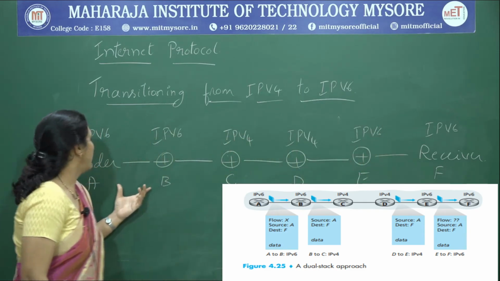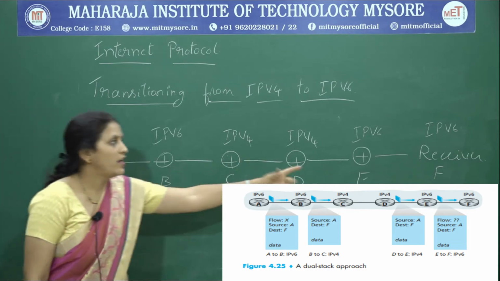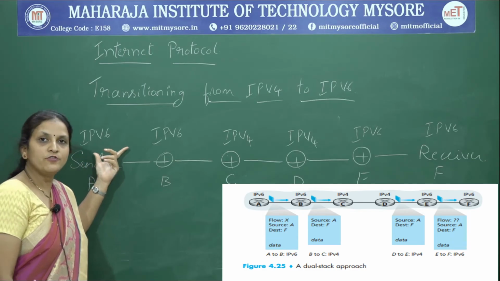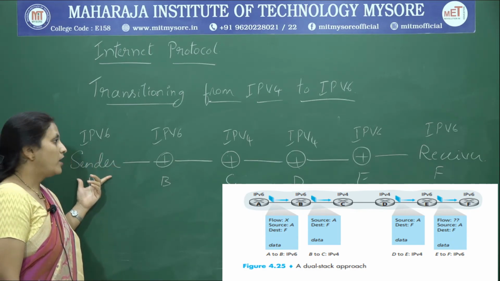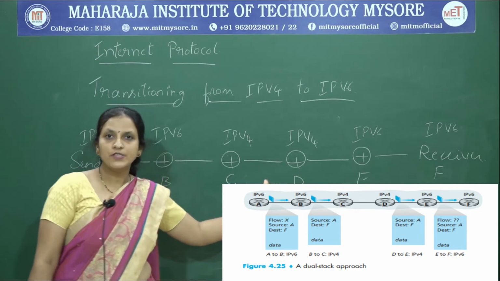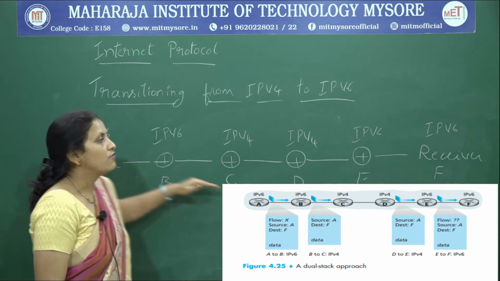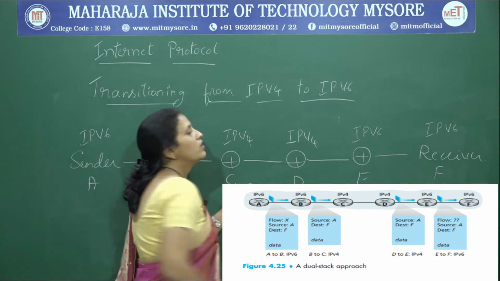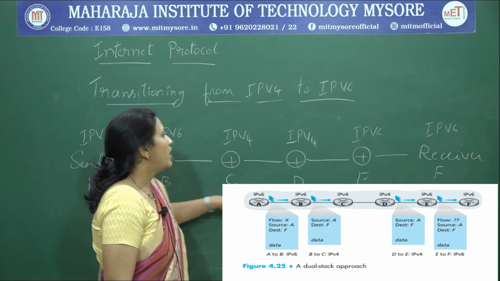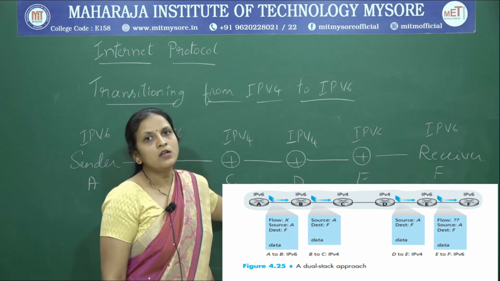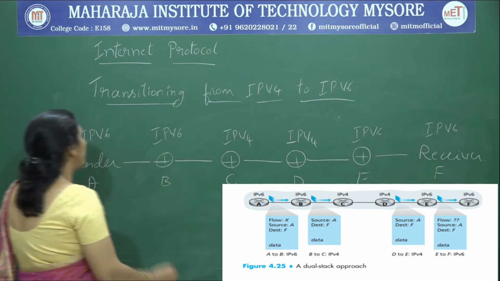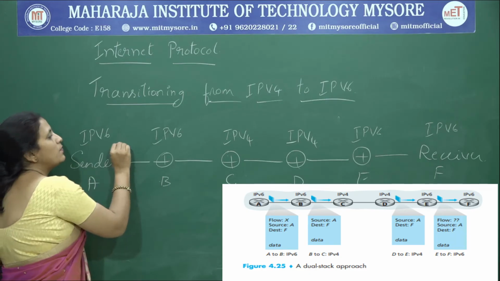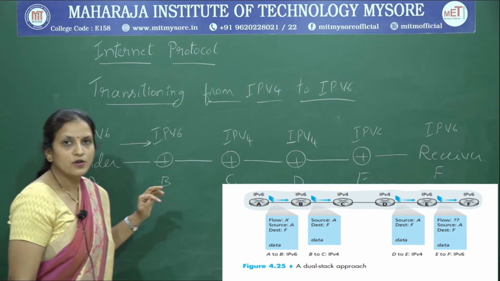Consider an example here. We have sender and receiver A and F, which are IPv6 compatible. But when I want to send data from sender A to receiver F, it has to go through several nodes. In between we have IPv4 compatible nodes. Here C and D are IPv4 compatible nodes. When I send a data packet from sender A to B, it is IPv6 compatible, so there is no issue, right?